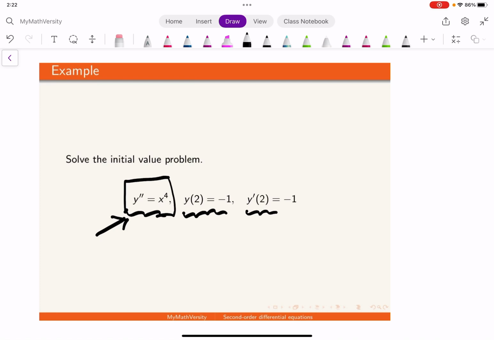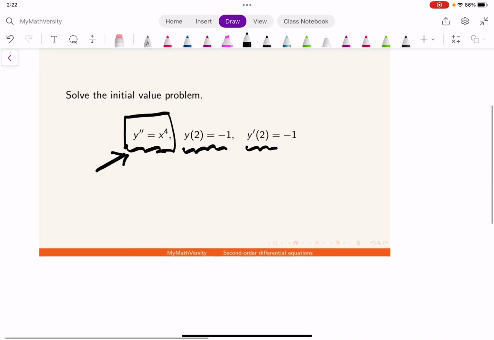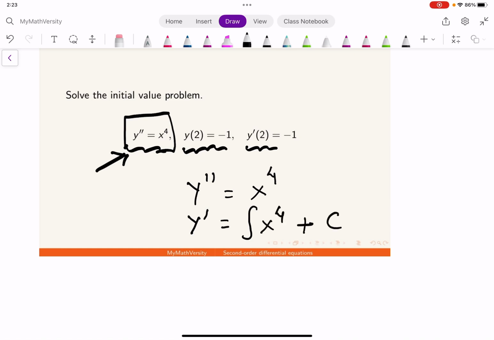So to solve this differential equation, we can apply repeated integration. So let's try to do that. We have y double prime equal to some function of x, that means x to the power 4. If we have the second derivative as x to the power 4, the first derivative can be found by just finding the antiderivative of x to the power 4 plus some integration constant.